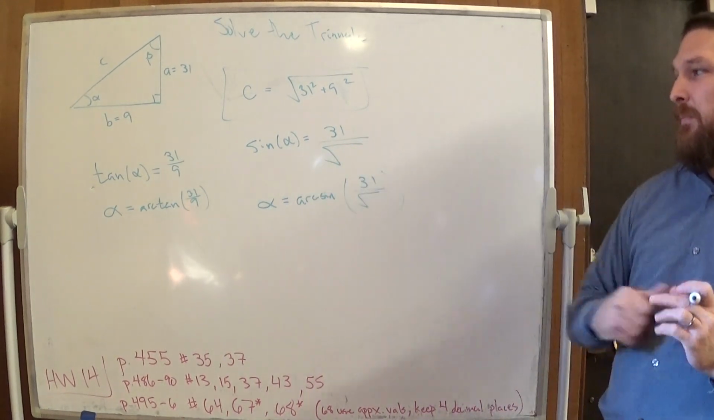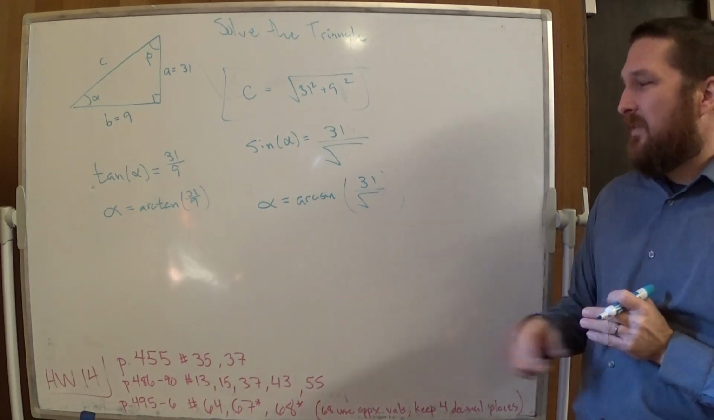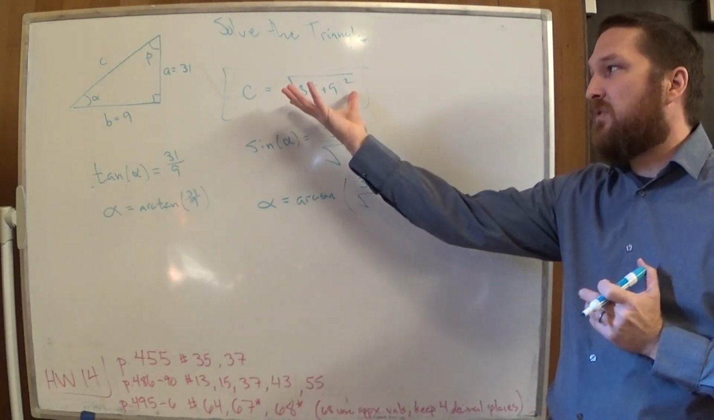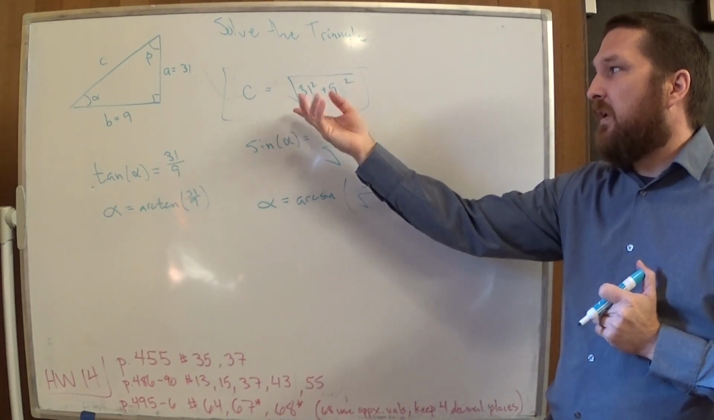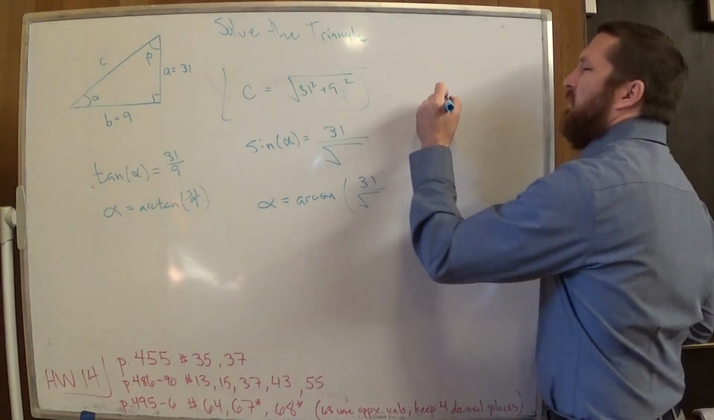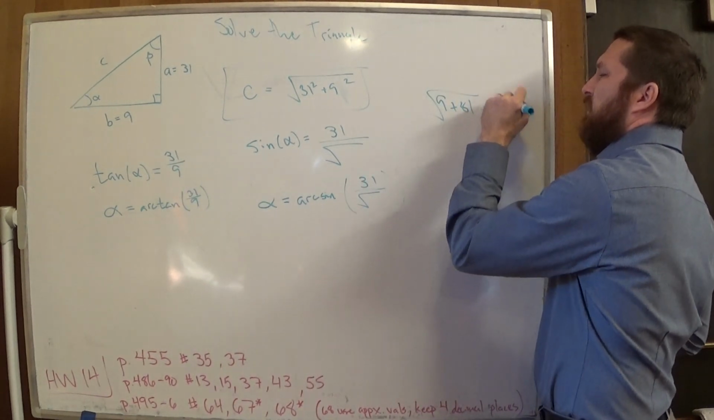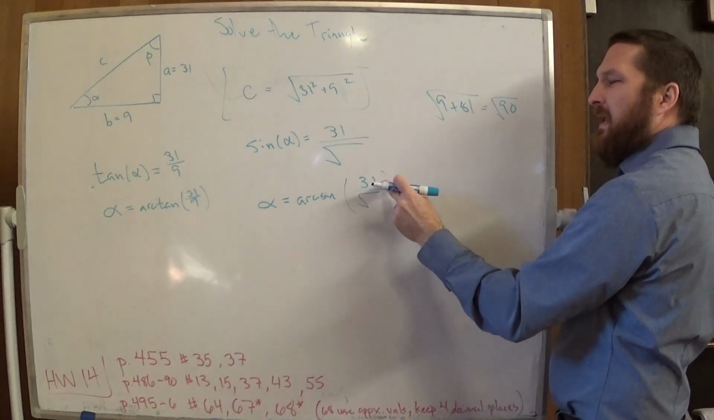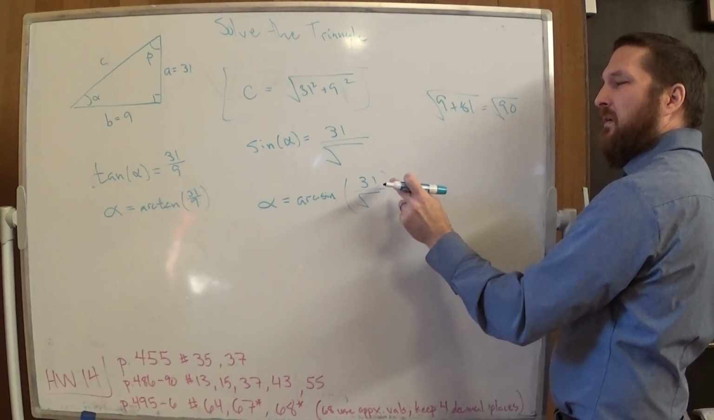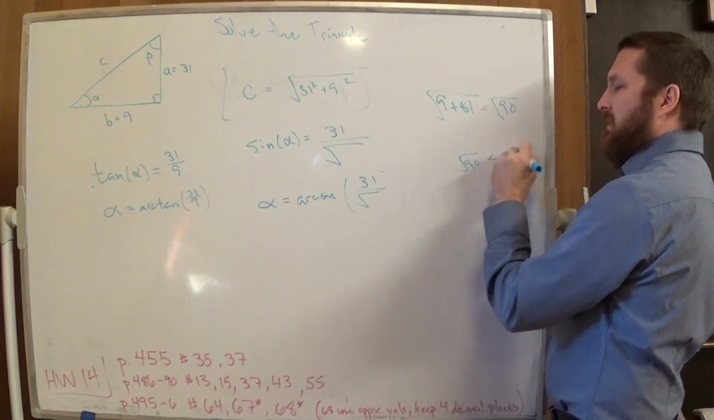Do you have to worry about what you're plugging into arcsine? Yeah. It's another little thing that might trip you up, especially if you happen to have done this wrong, and you end up putting 3 squared plus 9 squared. What would that be? That would be 9 plus 81, the square root of 90, which is certainly less than 31.